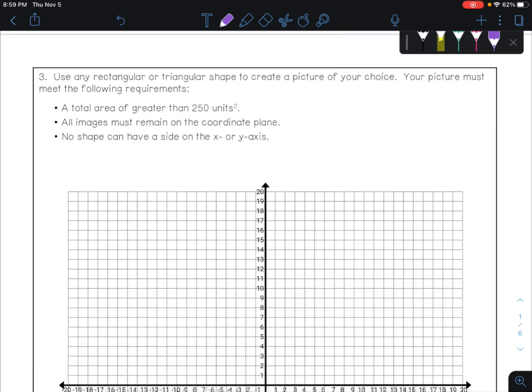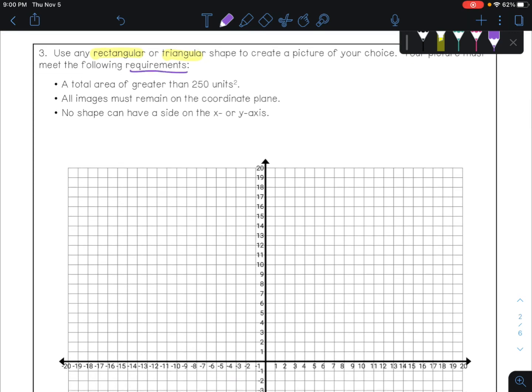For our last example, example 3, we want to create any shape that's either triangular or rectangular. I'm going to go with a rectangle just because I think we're more familiar with those. And we need to meet these requirements. The area needs to be greater than 250 units squared. So remember, area of a rectangle is length times width. We don't know much about triangles yet, so we're not going to look at that.